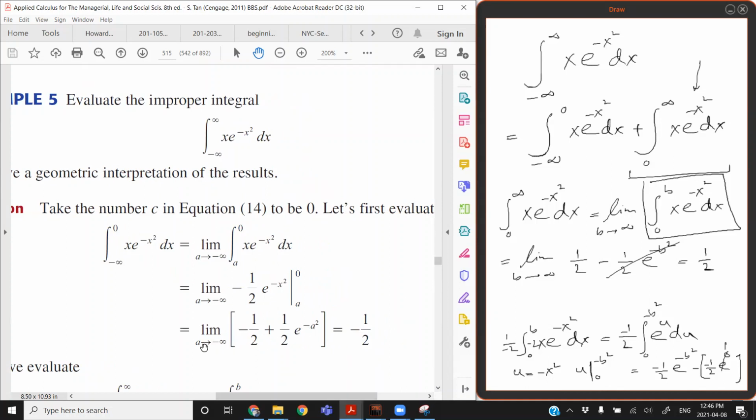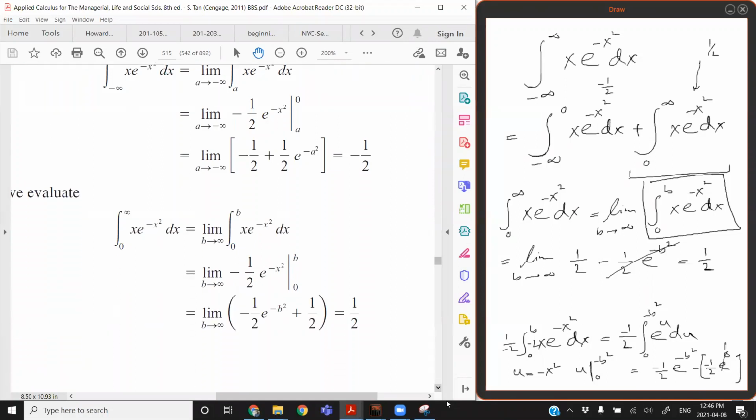As a approaches negative infinity, a squared is going to approach infinity, because even a negative number squared is going to be positive. So negative infinity squared is going to be positive infinity, but then you have a negative here. So negative infinity, and then you have e to the power of negative infinity, which is 0. So you get negative 1 over 2. This one turns out to be negative 1 over 2 and this one turns out to be 1 over 2. And if you add them up, you get 0.